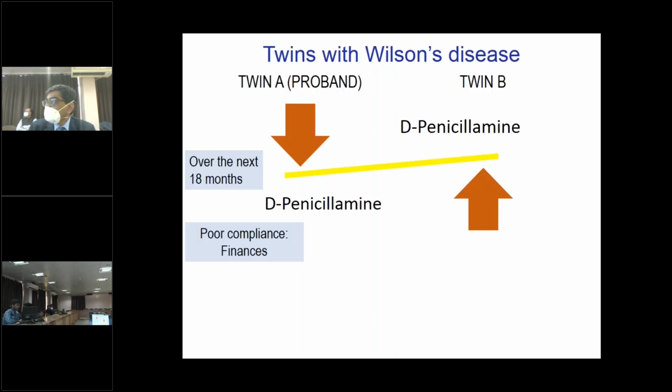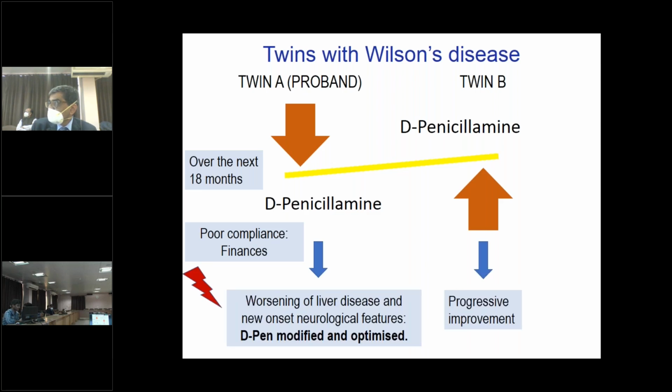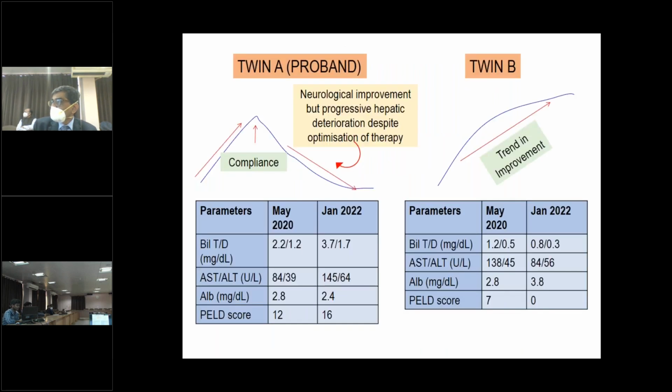So these children were followed up, and twin A, due to poor compliance, was not getting adequate chelation, and preferentially the parents were giving the chelator to twin B, who was less affected. When we followed him up, twin A had worsening of liver disease and new onset neurological features in the form of dystonia. With the help of the neurology department, we decreased the dose of D-penicillamine transiently and started other supportive management. Gradually, the dose of D-penicillamine was increased. In the next 6 to 8 months, the child had improvement in neurological functions. However, there was progressive hepatic deterioration, and as we speak, the child is readmitted with recurrence of ascites and an ascitic fluid infection.